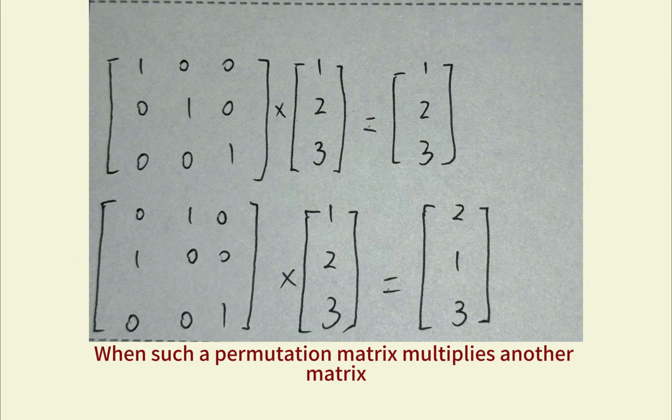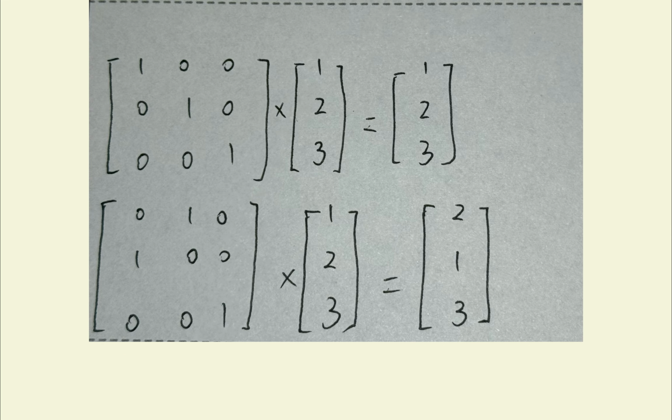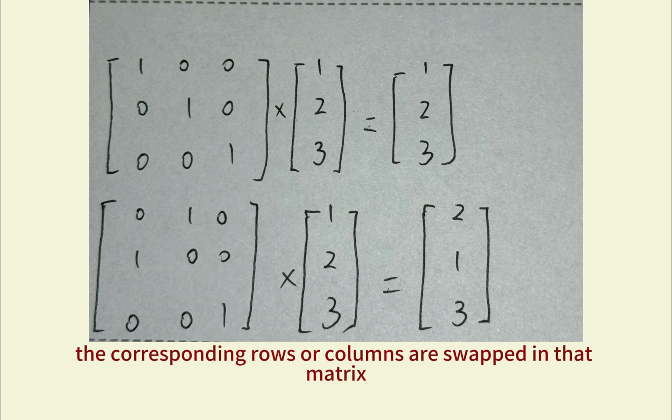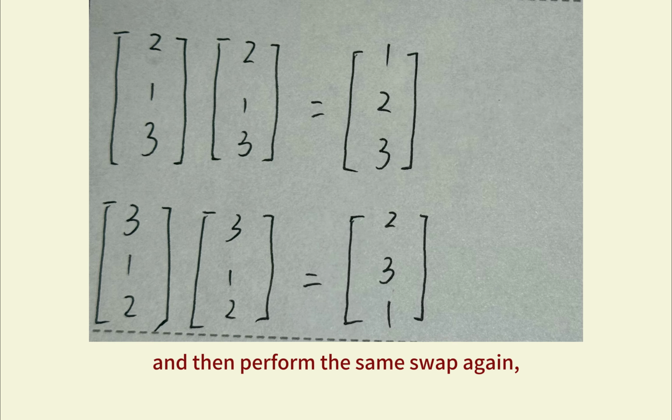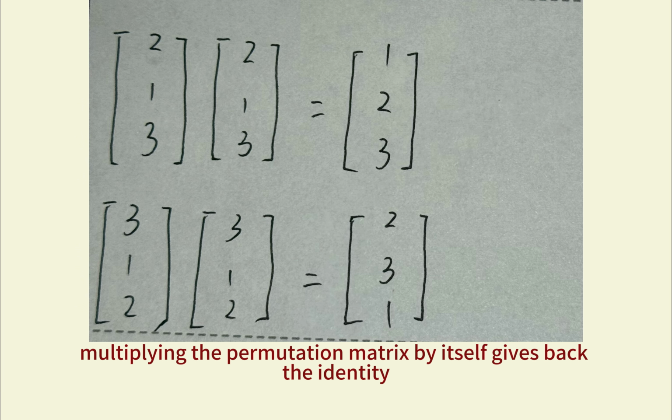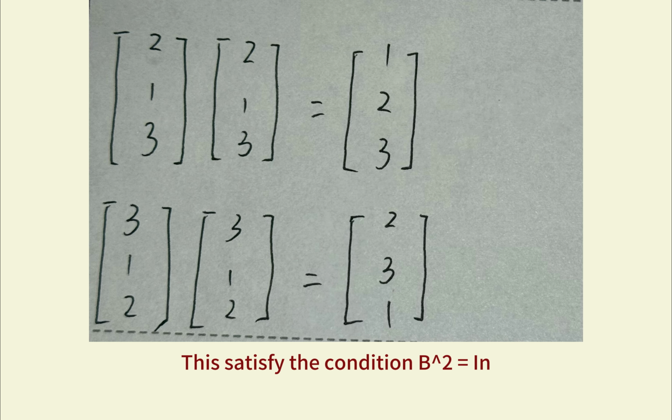When such a permutation matrix multiplies another matrix, the result is that the corresponding rows or columns are swapped in that matrix. If we swap two rows of the identity matrix to obtain a permutation matrix, and then perform the same swap again, we return to the identity matrix. So in this case, multiplying the permutation matrix by itself gives back the identity. This satisfies the condition B squared equals I_N.